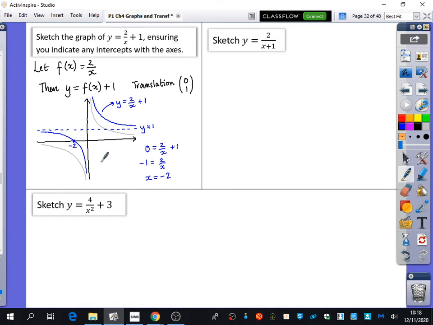So let me just make this crystal clear. The graph that I have drawn in blue is y equals 2 over x plus 1. And the graph that I drew in grey is y equals 2 over x. And I've shifted it one space upwards. The asymptote that was previously the x-axis, or y equals 0, is now y equals 1.